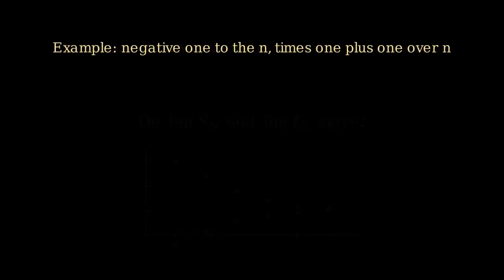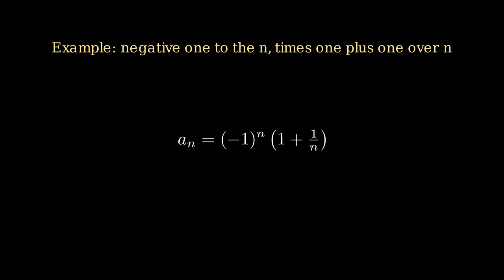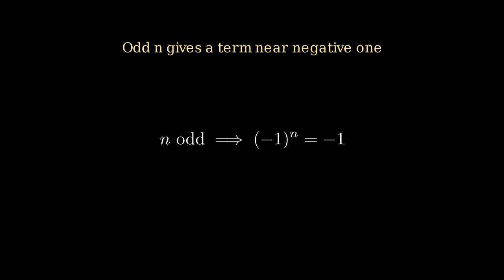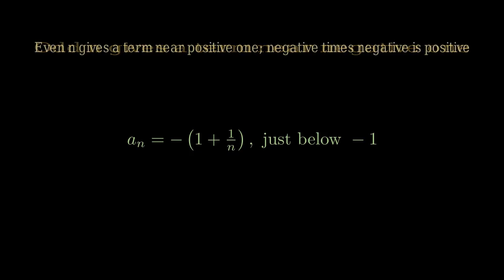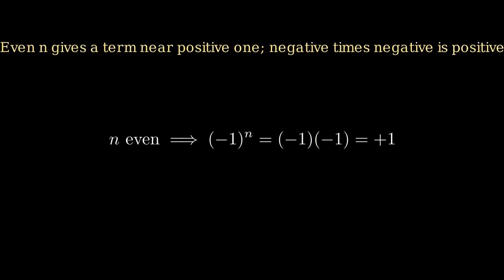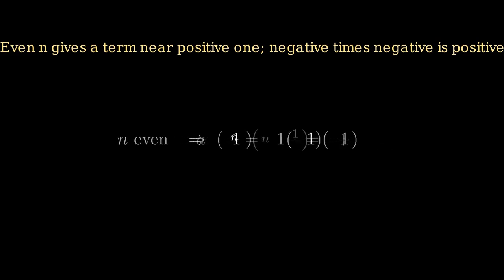Now let us work through an example. Consider the sequence (-1)^n times the quantity 1 plus 1 over n. When n is odd, (-1)^n equals -1, so the term becomes -1 times the quantity 1 plus 1 over n, which is a small negative number just below -1, getting closer to -1 as n grows. When n is even, (-1)^n equals 1, so the term becomes the quantity 1 plus 1 over n, which is a small positive number just above 1, getting closer to 1 as n grows.